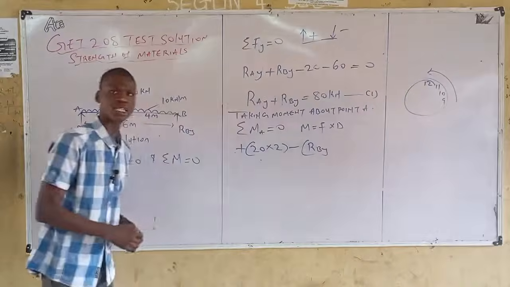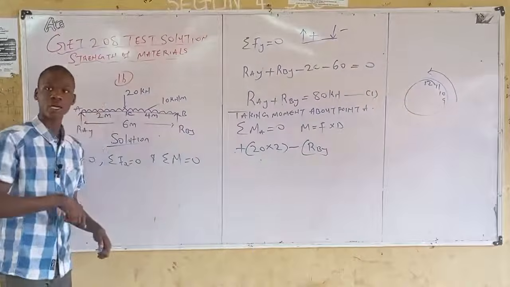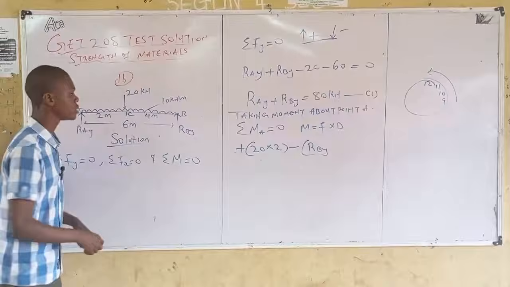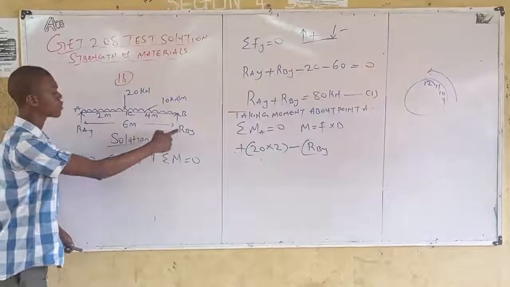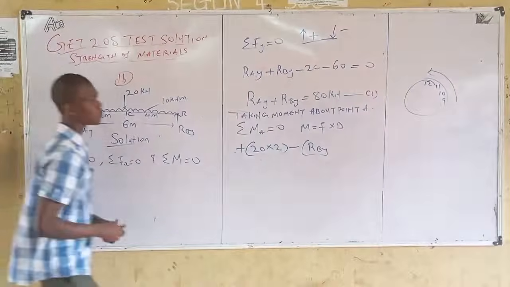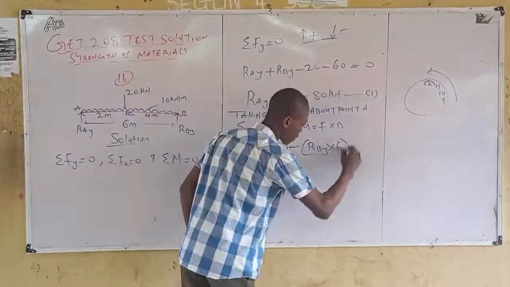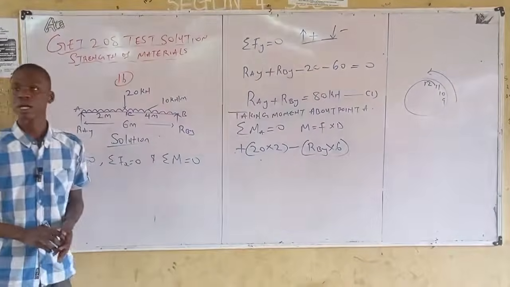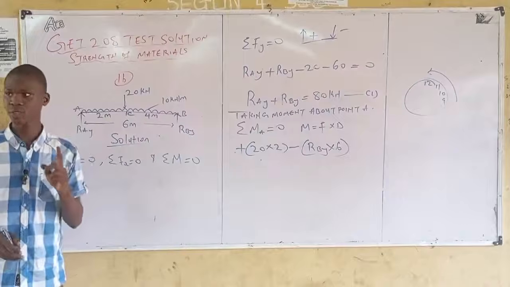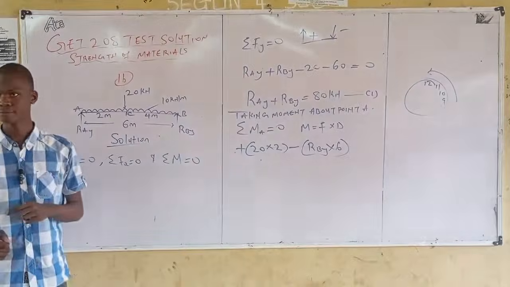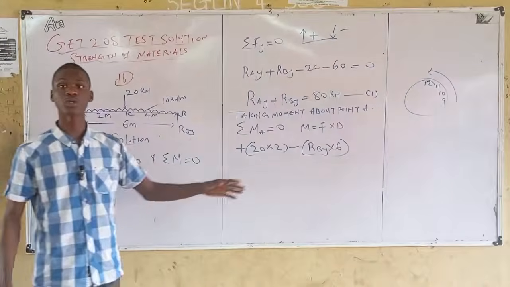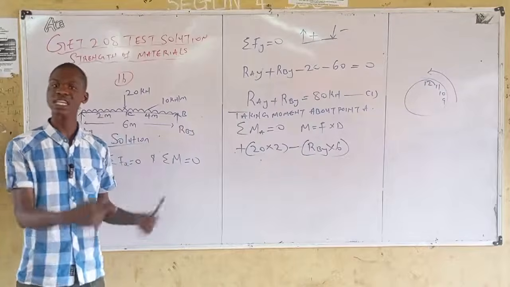What is the distance before RBY travels to point A? 6. How do you get 6? From here, it is what you are seeing. From here to here is 6. So times 6. You are done with RBY. Then don't forget, we are left with what? A U.D.L. Now, consider your U.D.L.